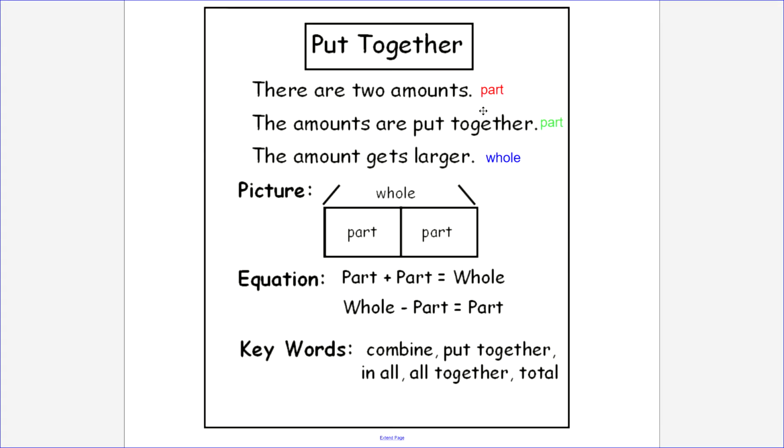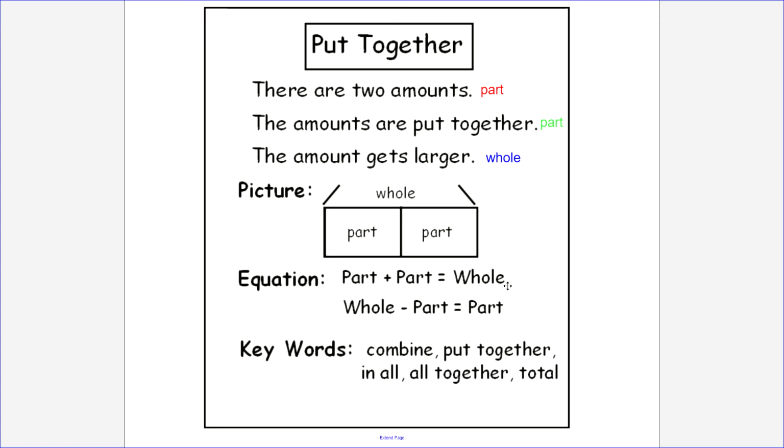Put together problems have two amounts, and you know that the two amounts are the parts. The whole is the amount after the two are put together. It's the total amount combined. We represent put together problems with a bar diagram, just like we represent get more problems. The parts go inside, and just like a get more problem, there can be more than two parts. The whole always goes on the top, and there's only one whole. Just like get more problems, you could possibly add or subtract to solve a put together problem.